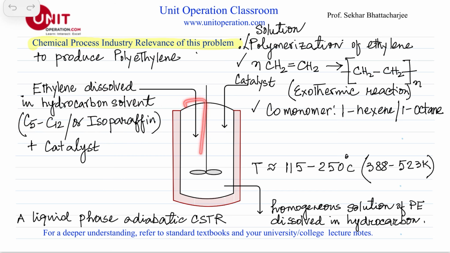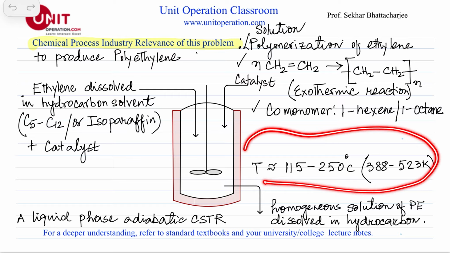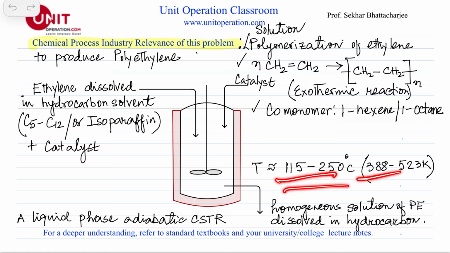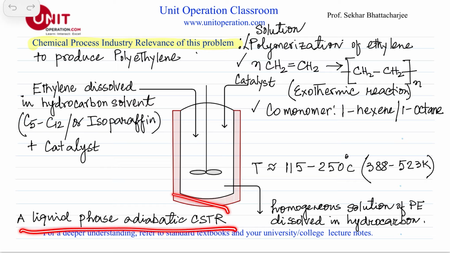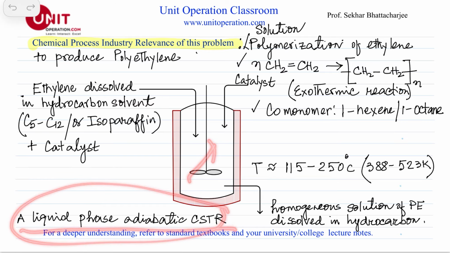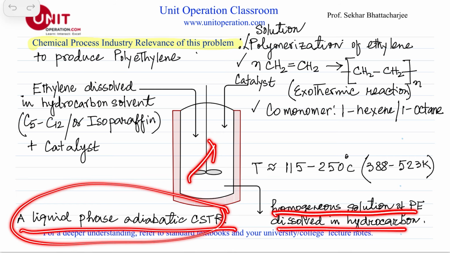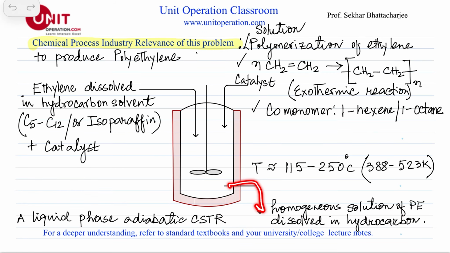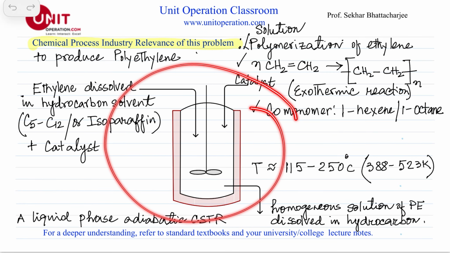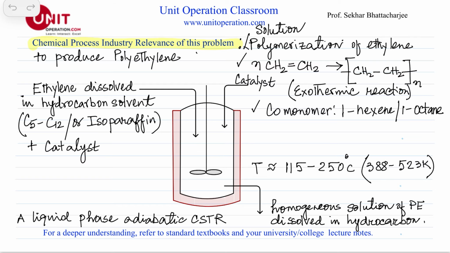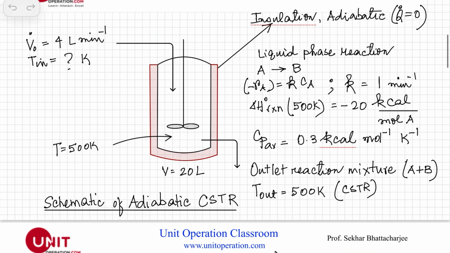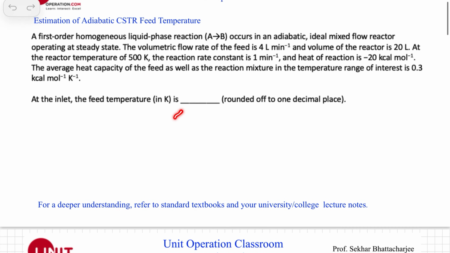As it comes in, the temperature is almost the same as in the problem, in this particular 500 range. This is a liquid phase adiabatic CSTR, same as this one. A homogeneous solution of polyethylene dissolved in hydrocarbon comes out from here. So this is the industry relevance of this problem. The final answer to this problem is 444.42 Kelvin.